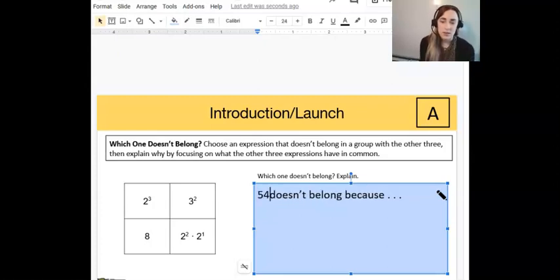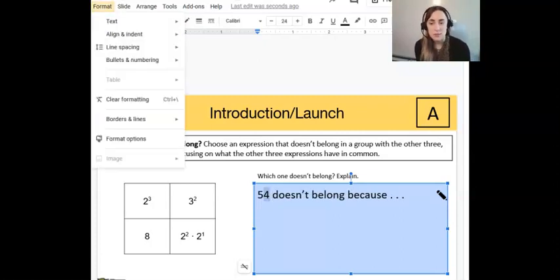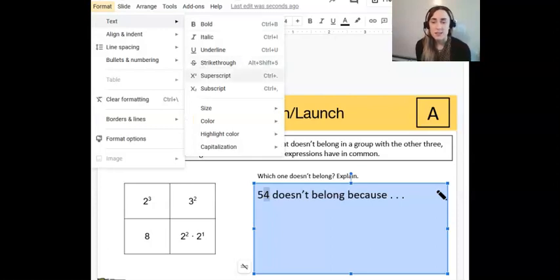And once you type it out, you can see it looks like 54. We need to change that. You can highlight the number that should be the exponent, go to Text, and click Superscript.